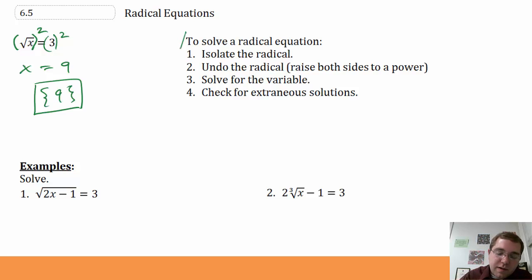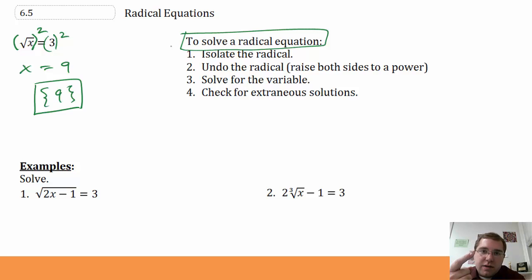So here are the steps to solve a radical equation. Isolate the radical. It means get it by itself on one side, so there's nothing else on that side. Undo the radical by raising both sides to a power that cancels out the radical. If it's a square root, you're going to square both sides. If it's a cube root, you're going to cube both sides, and so on. Solve for the variable. Check for any extraneous solutions. Here's a whole bunch of examples.